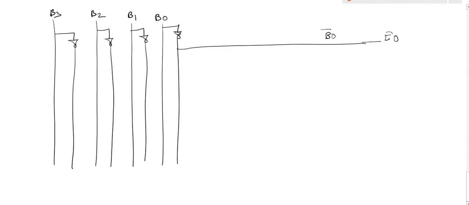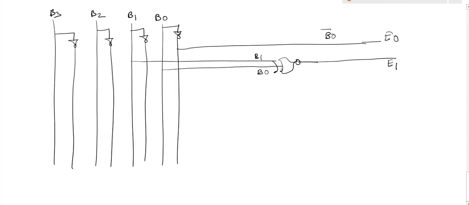E1 is equal to B1 XNOR B0. Now B1 we will take, this is B1. Now I am going to use here the XNOR gate. The output is nothing but E1. The first input is B1. Second input is B0. And it is giving me E1 as an output.